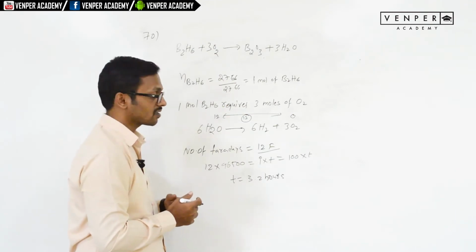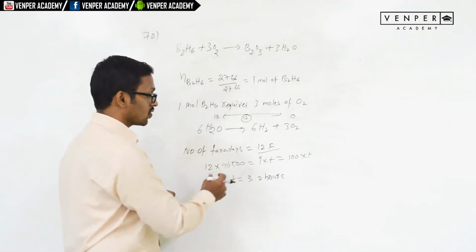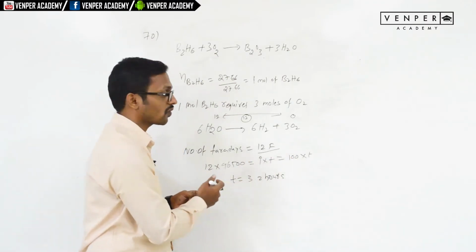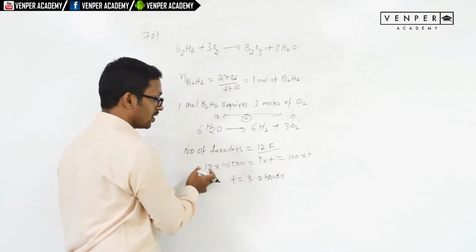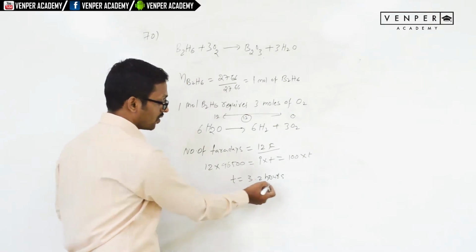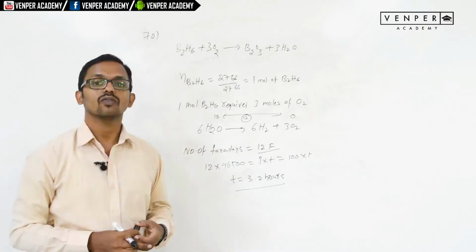I means amperes, current; T means time taken for this one. So when we solve this equation, I is equal to 100, that is given in the question, and T is the time that we have to find. When we do these calculations and convert it into hours, we will get T is equal to 3.2 hours. So the answer will be 1.